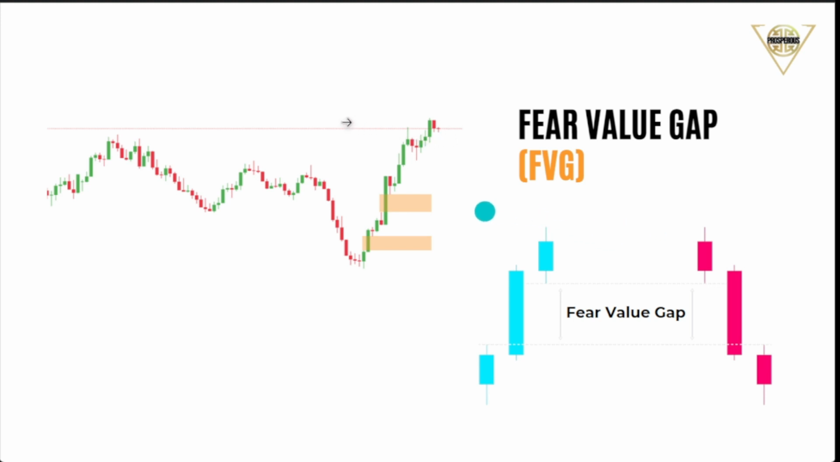Fair value gap is when the wick of the first candle and the wick of the third candle don't overlap each other. So as you see, there's a gap between this wick of the first candle and this wick of the third candle, which means that the candle in the middle, the second candle, is imbalanced. There's a gap here. So I'm gonna show this on a real chart to give a couple of examples.